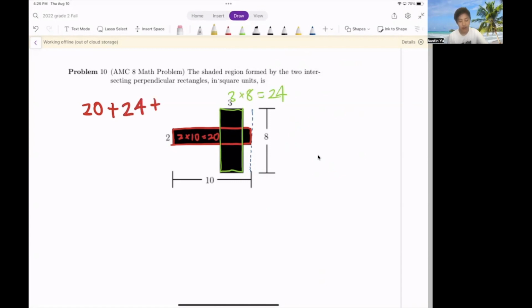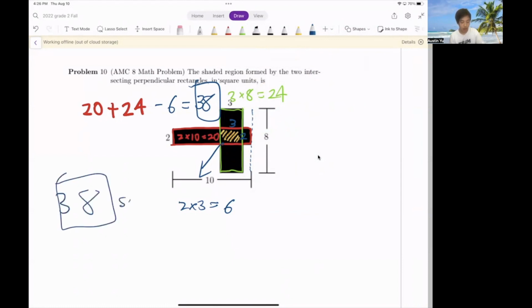But then you see here that there's an overlap. There is an overlap here, and we need to find out what the area of that is. And quickly, we just figure out that it is just 2 by 3. So this area, let me draw it in blue. This is just a 2 by 3 rectangle. So 2 by 3 just gives us 6. We need to subtract 6 from 20 plus 24. 20 plus 24 is 44, but you subtract 6 equals 38. Therefore, the shaded region formed by the perpendicular rectangles overlapped in square units is 38 square units.